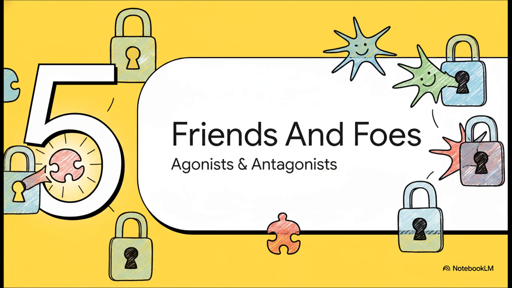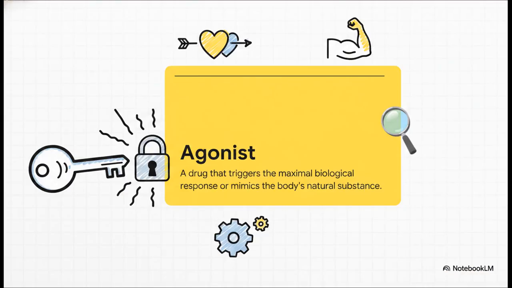Finally, Section 5. Cellular friends and foes, agonists and antagonists. Let's look at how different drugs actually compete for these cellular locks, because, well, not every chemical wants to turn the machine on. An agonist is essentially a cellular friend. It fits the lock perfectly and mimics the body's natural signals to turn on the machine.